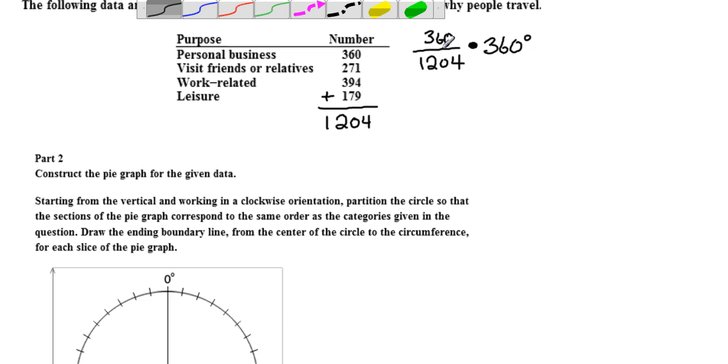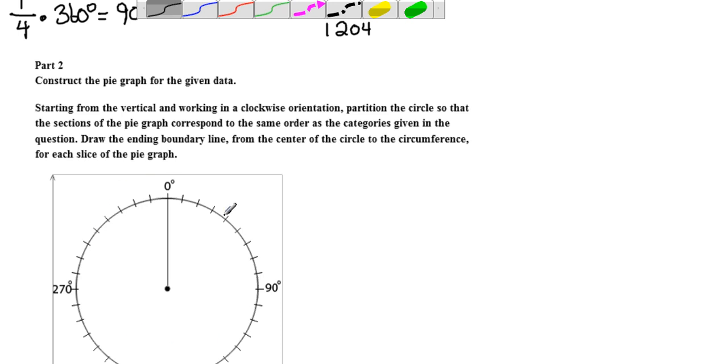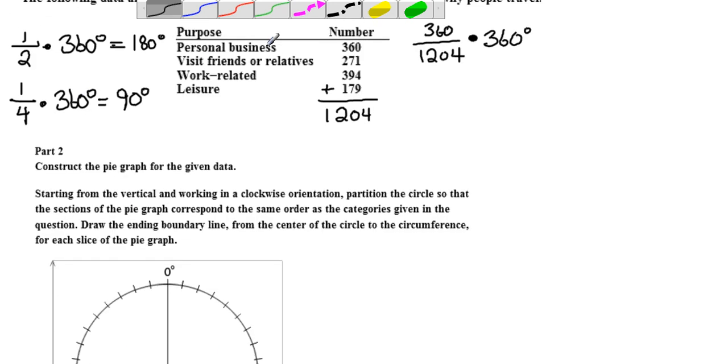Because what we're essentially doing is, here's an example: if I wanted half of 360, that would be equal to 180 degrees, because that would be half of the circle. Or if I wanted a quarter of 360 degrees, that would be equal to 90 degrees. So we're figuring out what part of the whole we have, and of that, what portion of the pie, what portion of this circular quantity, we get to fill up with personal business.